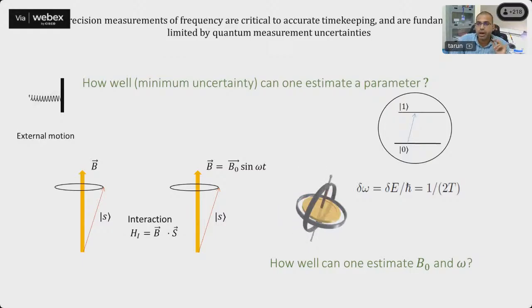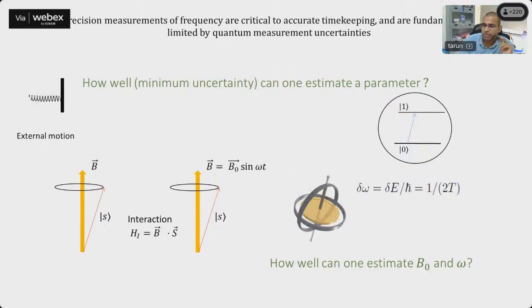Since I'm going to talk about the sensing application, in the right corner you can see I'm just showing two levels. You can use it as a clock. Actually, nowadays the precision is based on the atomic clock. We are not using pendulum-based clocks anymore. An atom we usually assume as a two-level system, then we drive a transition, and then we measure the frequency, and that gives us the time reference.